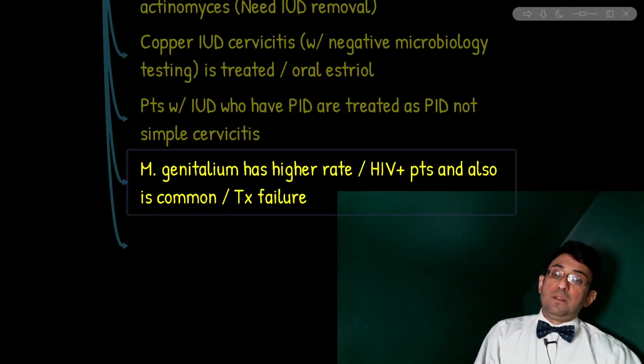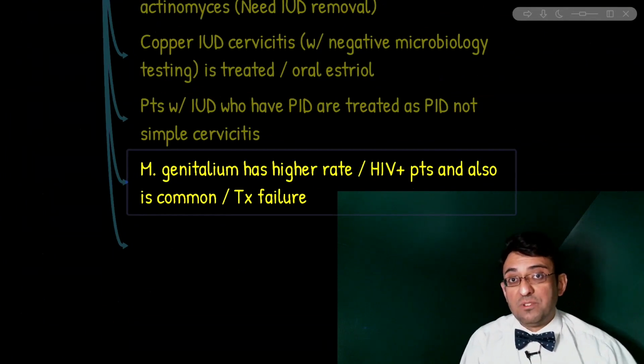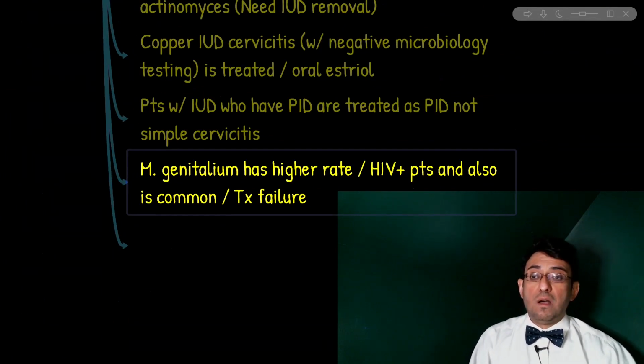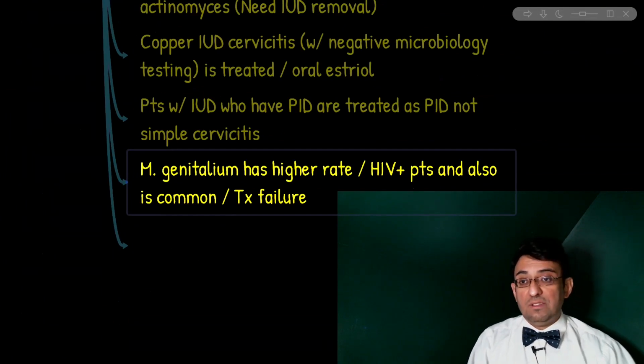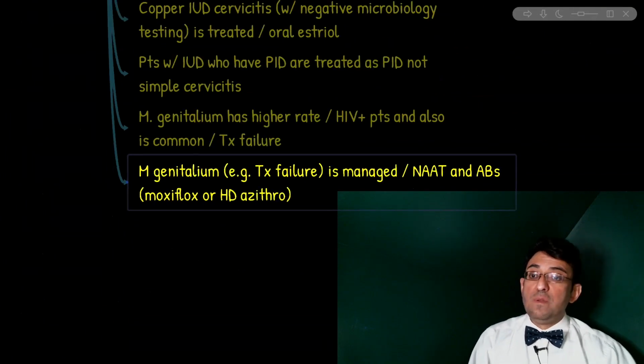Now, we talked about the treatment failure requirement for testing for Mycoplasma genitalium. What are the conditions in general in which we need to suspect this bug? Not only treatment failure, but also patients with HIV infection. How do we manage Mycoplasma genitalium? With moxifloxacin or high-dose azithromycin.